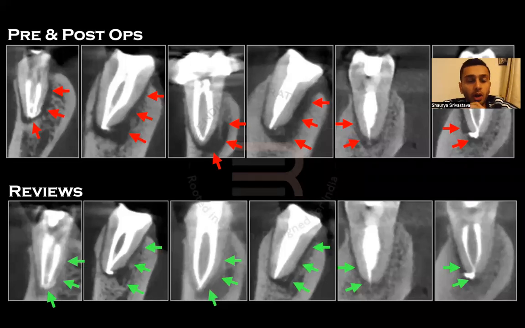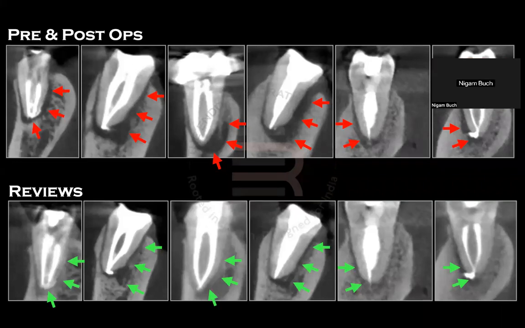Right, so if you look at all these pre and post-ops on the top, the common factor that we see all over here, where the red arrows are, is that they are either forming a J-shaped lesion or have formed a J-shaped lesion. But the thing is, are all of them vertical root fractures? If you look at all these below, the reviews, all these are healing or they've healed.